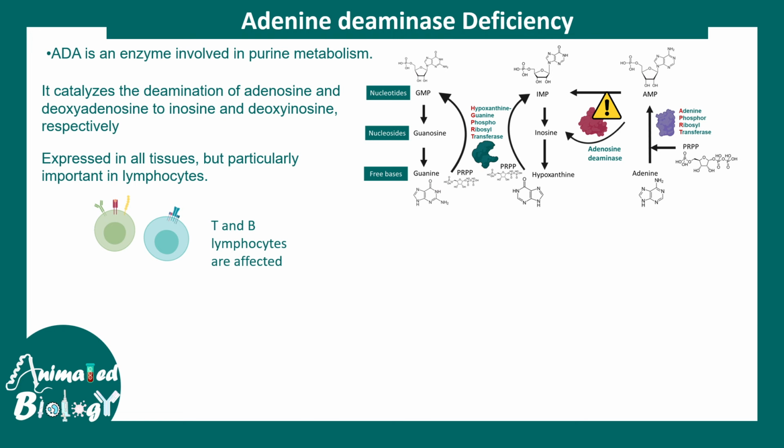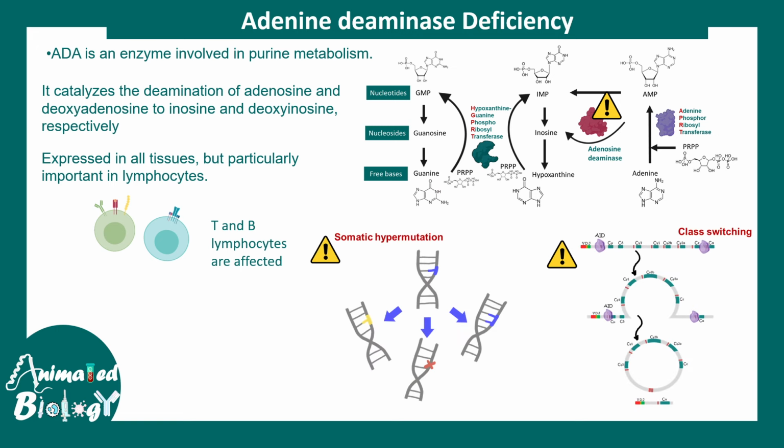Especially the T and B lymphocytes are affected when this enzyme is not there. Because in the B lymphocyte life cycle, they have to undergo somatic hypermutation and class switching to produce a certain type of antibody with high affinity. Both these processes require AID, or basically activation-induced deaminase. And in both these cases, if the deaminase is not present, these processes are compromised, leading to a compromised B cell response. So overall in these patients, B and T cell responses are compromised, leading to severe combined immune deficiency. And that is how we can understand how important the salvage pathway for nucleotides is for our own body's physiology.